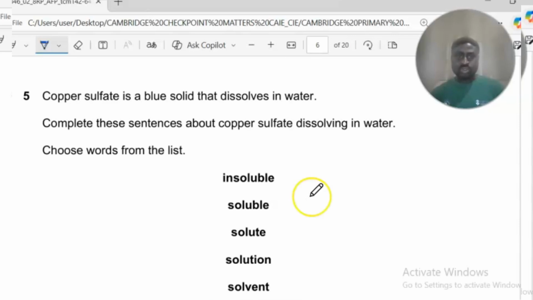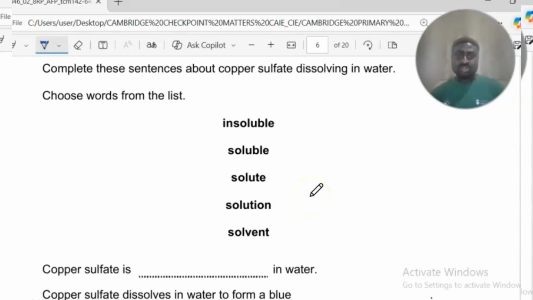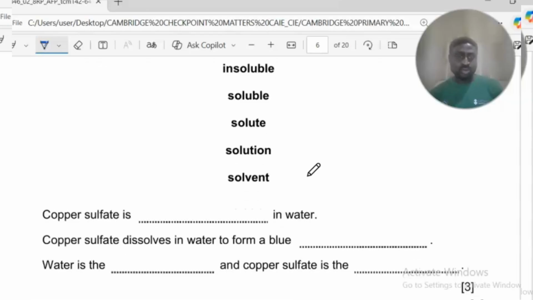Choose words from the list. So a word bank has been provided. We have insoluble, soluble, solute, solution, solvent. So these are vocabularies that go with the chemical reactions that happen between substances in the environment or in a chemistry lab. Now let's go on. Copper sulfate is dashed in water. Is it insoluble? Is it soluble, solute, solution, or solvent?